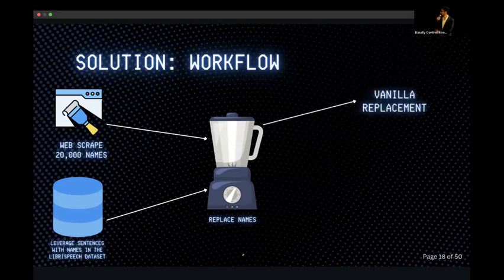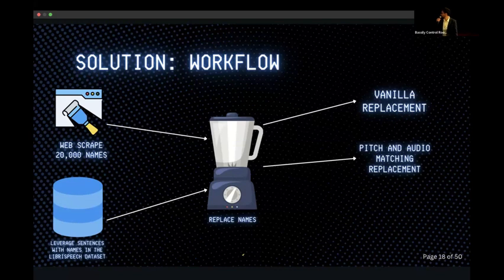And we analyze 3 techniques for name replacement. The first technique we call vanilla replacement. The next technique we call pitch and audio matching replacement. And the third technique is RVC replacement.